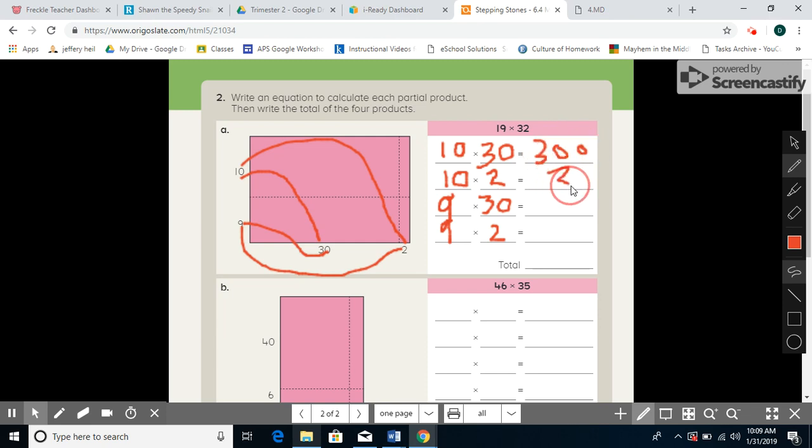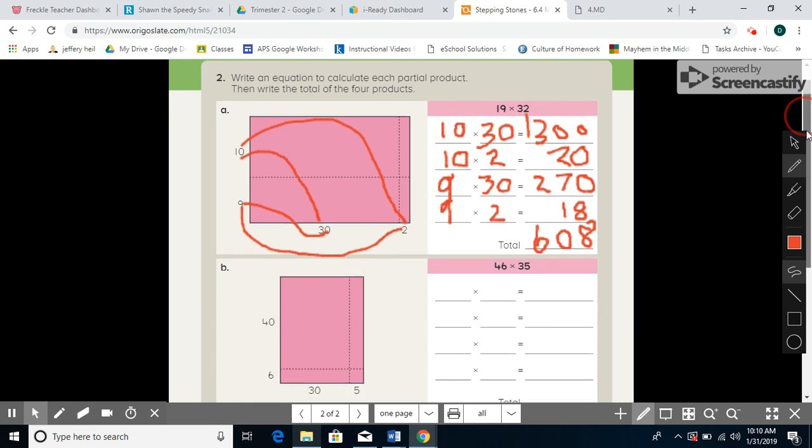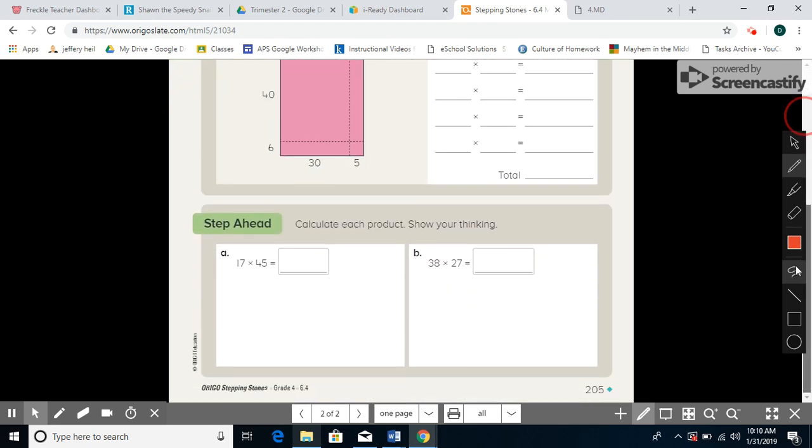10 times 2 is 20. Sorry, guys, my handwriting is worse than usual. 9 times 30 is 270. And 9 times 2 is 18. So we have 8, 7, 8, 9, 10. Carry the 1. 608. I want you to do B on your own.